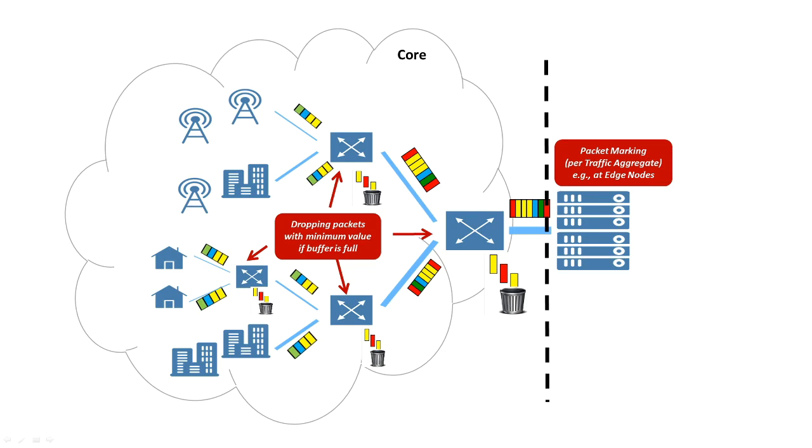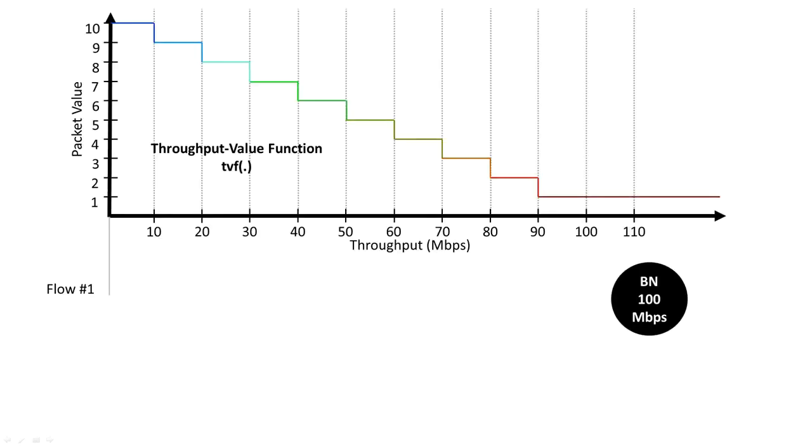Then routers inside the network solely use the carried values to decide if a packet is dropped or forwarded in congestion situations. No per flow or per subscriber states are required to be stored in the routers. This trivial mechanism is called drop minimum packet value first. Okay, let's see how this strategy can be used with appropriate packet marking to ensure resource sharing in congestion situations.